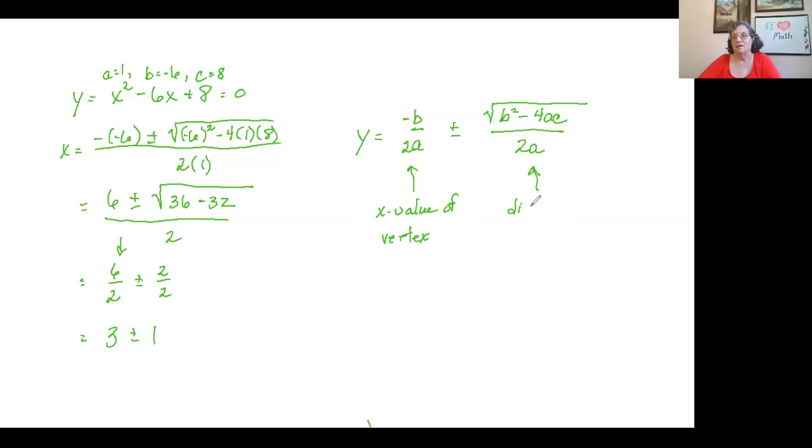This is the distance from the axis of symmetry to the x-intercepts. Now this part isn't nearly as useful because the distance could be the square root of 5 over 7. Who knows where to measure that? But this is extremely useful.